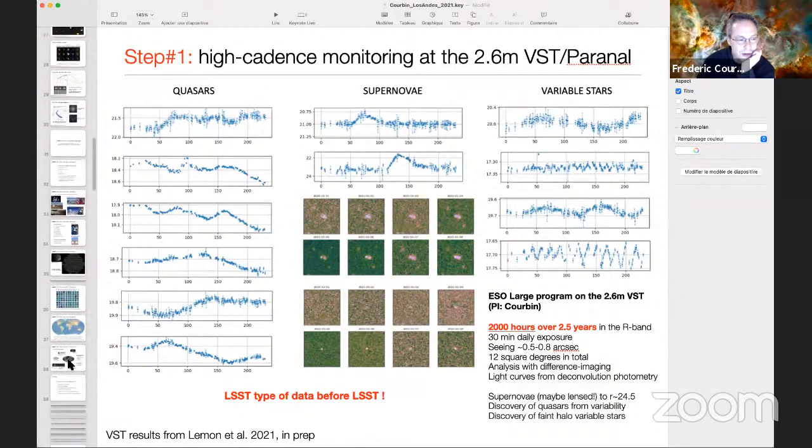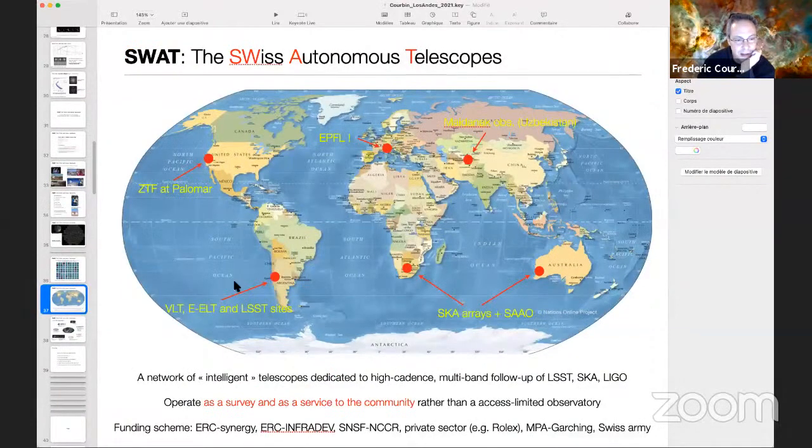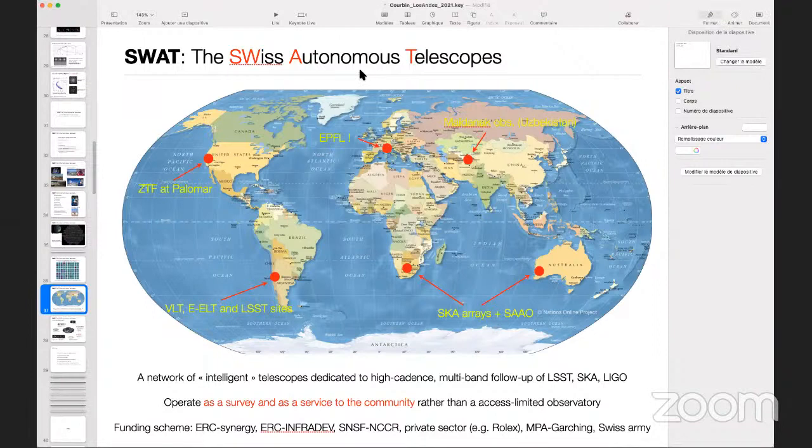Now, when it comes to observing with SWAT, this network of telescopes, we really need things to be very fast. So not only do we have to transfer the data and reduce them in an automated way, but we also have to do the science in an automated way. Because you want the network of telescopes to react according to what has been seen in the data, and you don't want an army of humans to inspect all this data daily. So that will be the challenge for SWAT if we manage to build it.